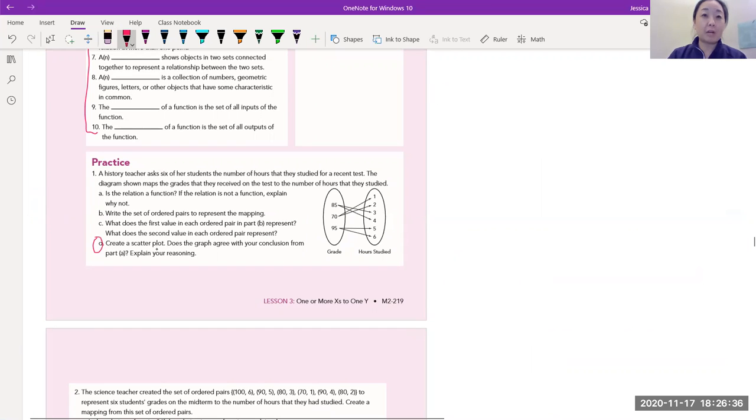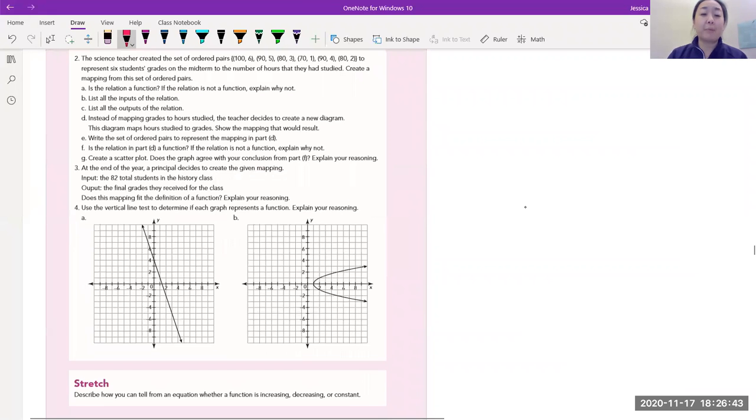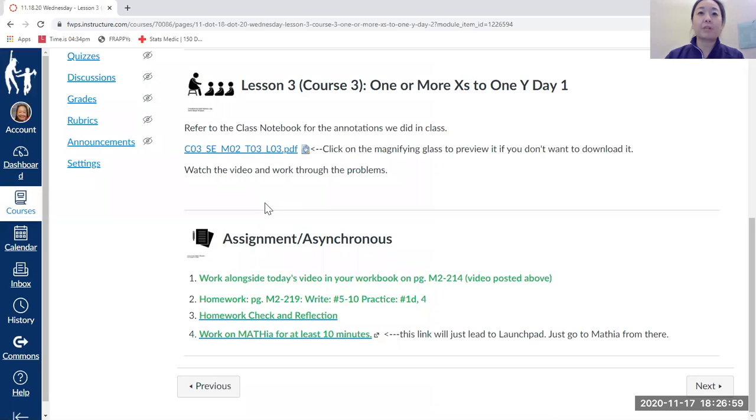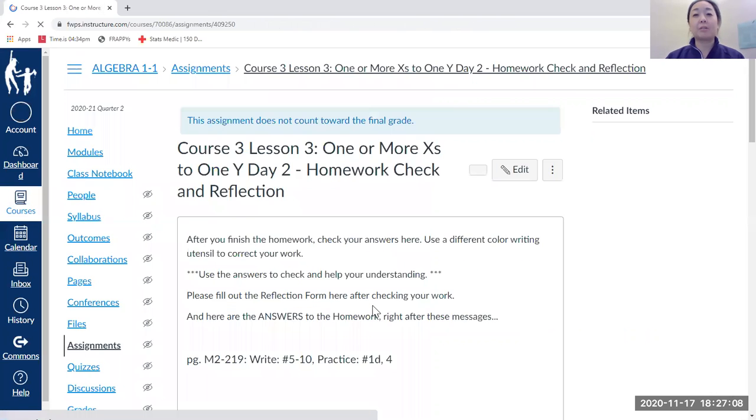Now that we know how to do a scatter plot, just plot the points. Or maybe you already knew how to do that. We've talked about the scatter plot, and also number 4. Right here it says, using the vertical line test, determine if each graph represents a function. Explain why. Did it pass the vertical line test? Did it not? And then make sure you're checking your answer. If you hit next, or you could just click on this right here, it'll go to the answer.